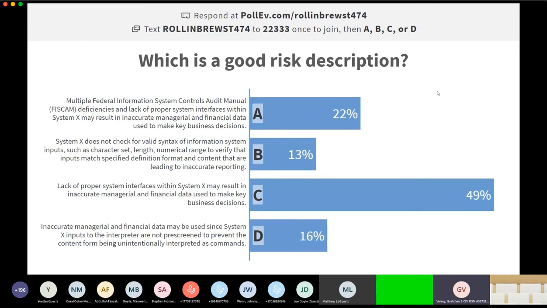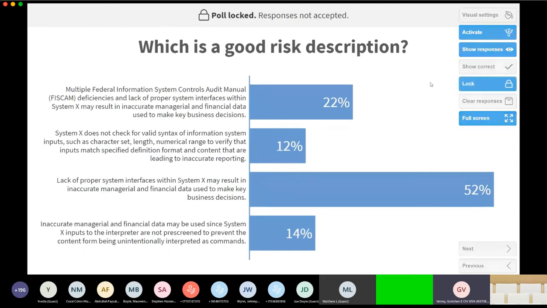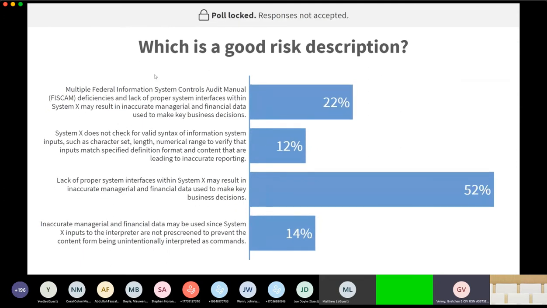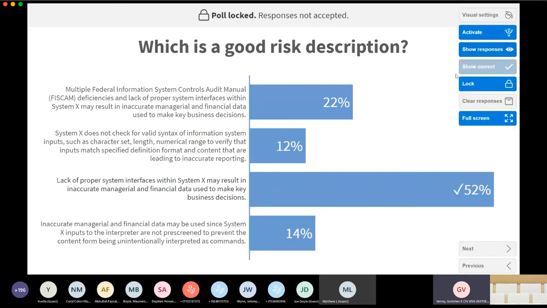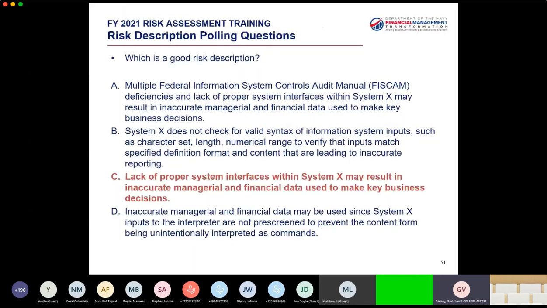Okay, we saw a lot of volatility on that one. I don't know. Are people reading ahead? The answer is C. So if we move back to the other slide with the answers more clear, the reason was not the right answer.